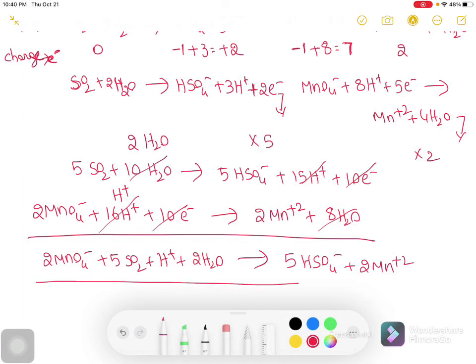For that we have to check all these coefficients. See, 2 MnO4 minus, 2 manganese is on the left side, the right side also has 2 manganese. Manganese is balanced. Sulfurs, 5 and 5, also balanced. Then we go with hydrogens. On the left side, 1 H plus, 1 hydrogen, and 2 H2 gives 4, total 4 plus 1, 5. Here also 5 hydrogens. Oxygens: 2 moles of MnO4 minus, 2 into 4, 8. 5 SO2, 5 into 2, 10. 10 plus 8, 18, plus 2 more oxygens, so 20 oxygens on the left side. On the right side also 20 oxygens are there. So everything is balanced. So definitely this is a correct equation.